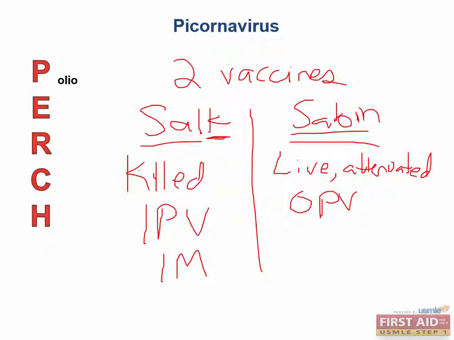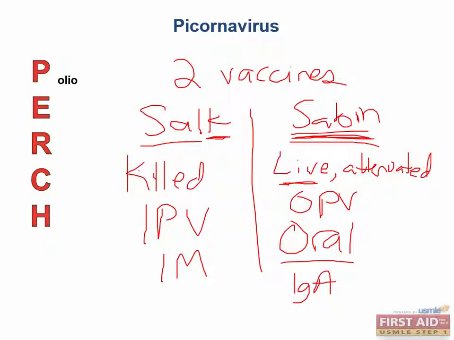So why is it preferred in some countries, but not in ours? Well, the Sabin vaccine is preferred for several reasons. One, it is easy to administer. Remember, it is orally administered. Also, since it is a live attenuated virus, it induces a better immune response, including both humoral and cell-mediated responses. In addition, it leads to a mucosal IgA, or immunoglobulin A response in the enteric tract, which interrupts transmission of the virus through the fecal-oral route.